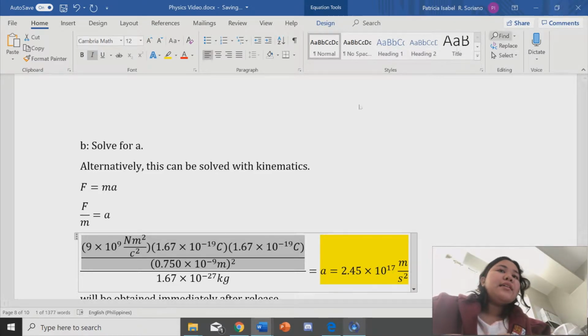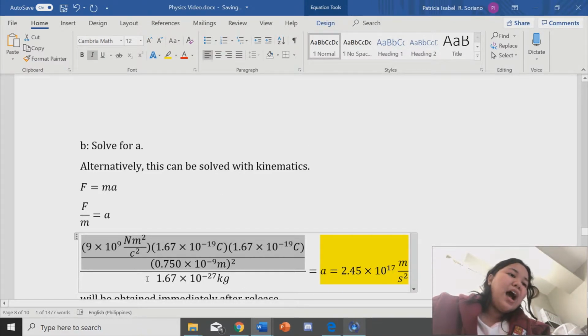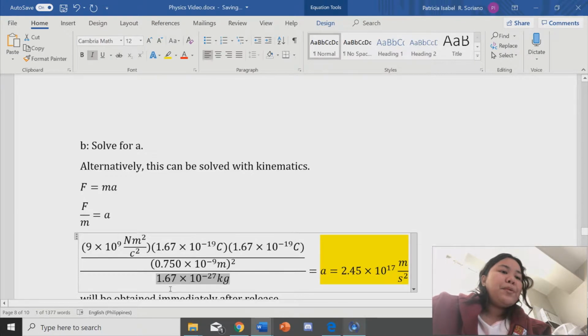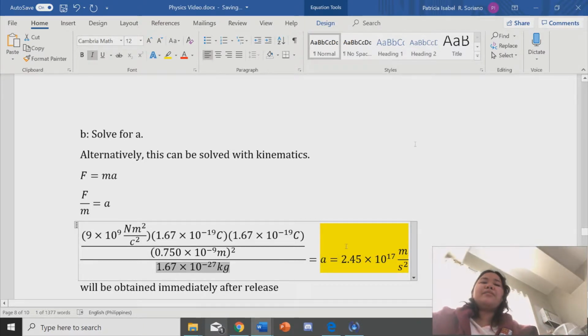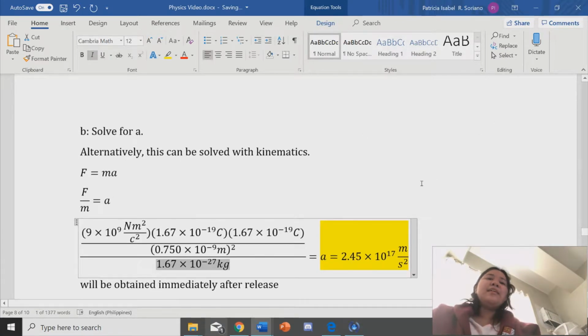So next, this is our mass. Note that it's this all over this. So yeah, 1.67 times 10 raised to negative 27 kilograms. And we have all of that now. We can plug that into our calculator, and we would be able to obtain our acceleration, 2.45 times 10 raised to 17 meter per second squared. And since it's acceleration, it's highly likely that we will be able to obtain it immediately after release.